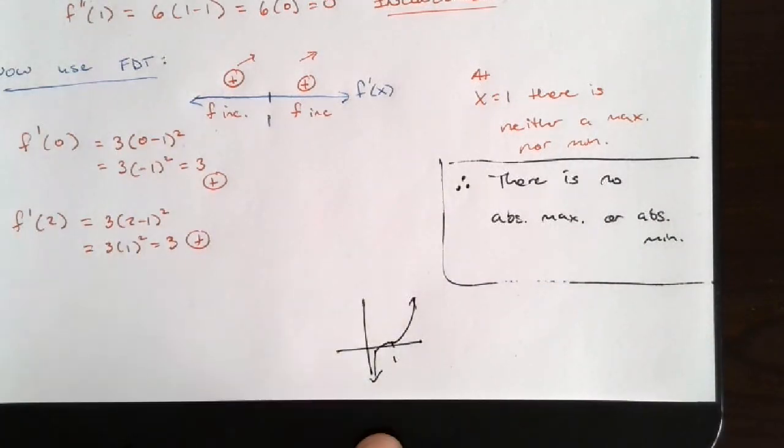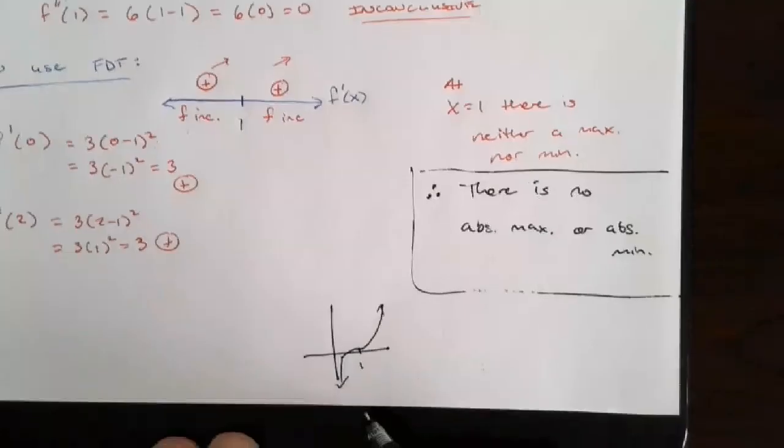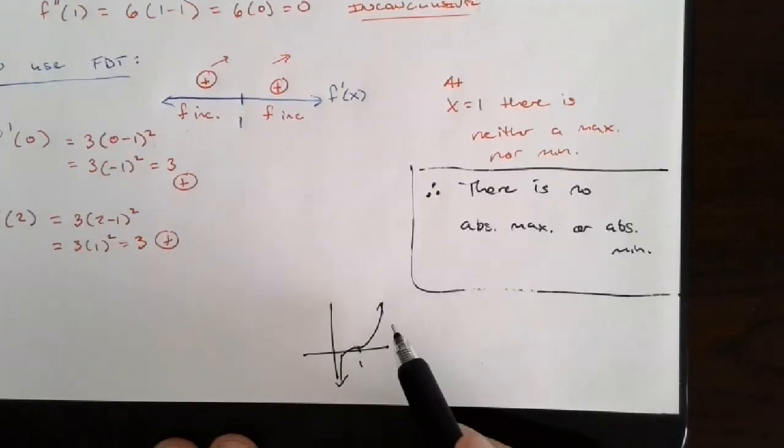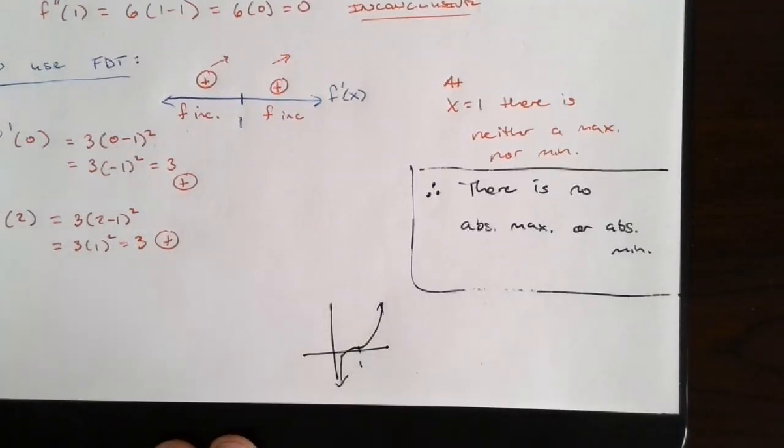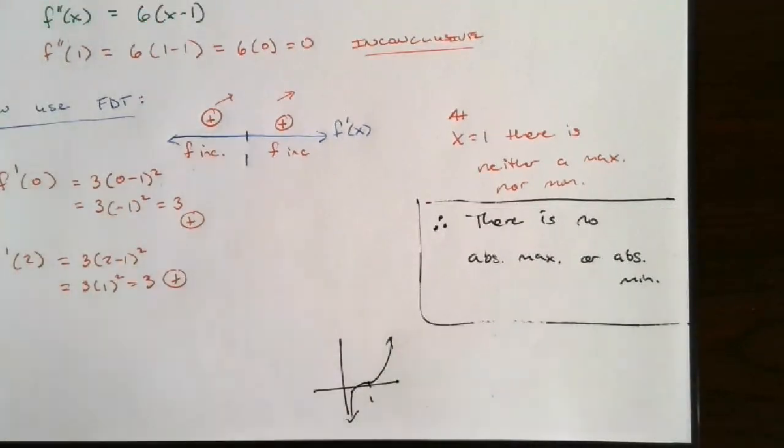So you don't have to graph it. I'm not asking you to graph it. I just wanted to make sure you have an understanding of why there could be no absolute max or absolute min. Because it goes downward forever on the left, goes upward forever on the right, and it just flattens in the middle. It doesn't dip at all. So there wouldn't be an absolute max or min here. There's also actually no relative max or min. So there's no absolute or relative max or mins with this function.